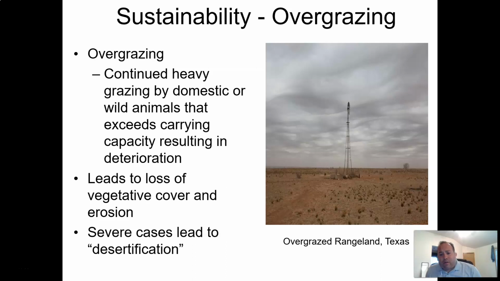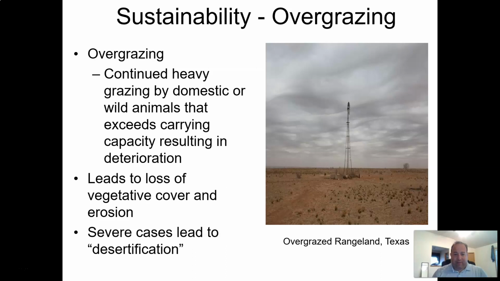So let's look at overgrazing first. Here's a picture of some overgrazed rangeland in Texas. What do we consider overgrazing, or how would we define overgrazing? Overgrazing is continued heavy grazing by domestic or wild animals that exceeds carrying capacity, resulting in deterioration.